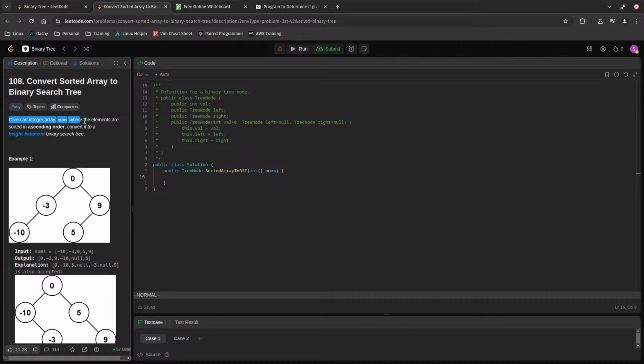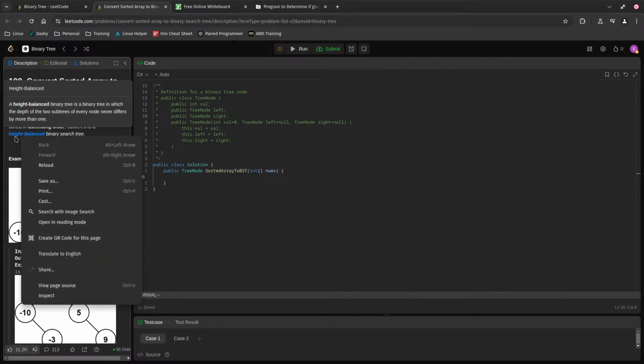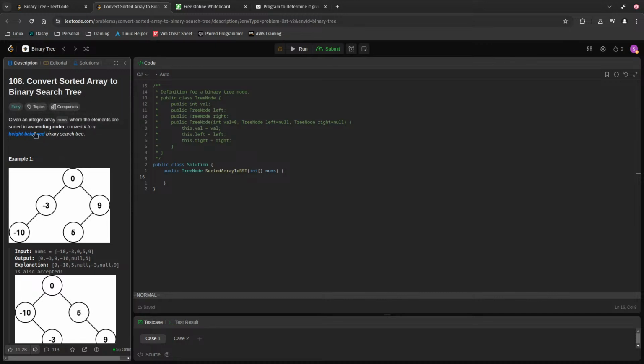Given an integer array nums where the elements are sorted in ascending order, convert it to a height balanced binary search tree. What the hell is a height balanced search tree? Oh, there it is. A height balanced binary tree is a binary tree in which the depth of the two subtrees of every node differs by no more than one. Like that makes any sense to me.